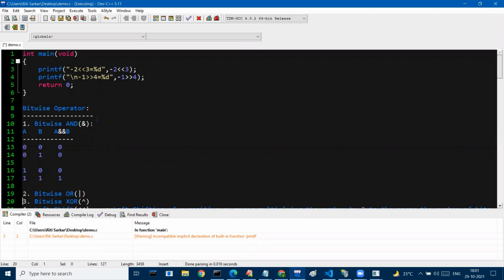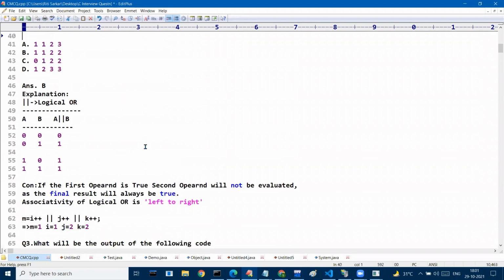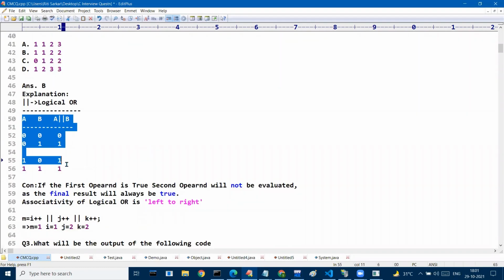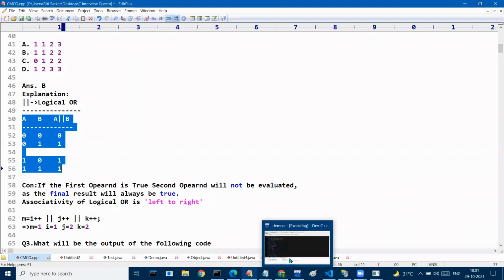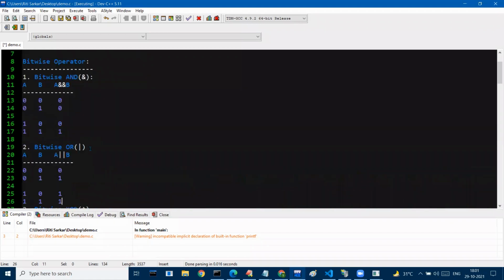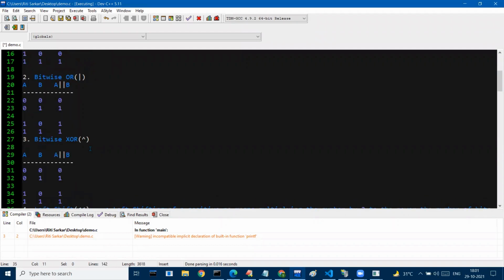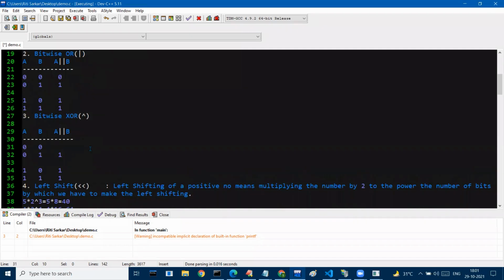Here, bitwise OR. Here also, the same truth table for logical OR that we used is going to be used. Bitwise XOR: see, if both are the same, the result will be 0. 0, 0, 1, 1. Different gives us 1. 0, 1, 1, 1, 0, 1. Alternate gives us 1. Right?